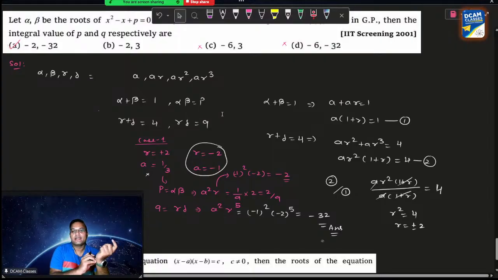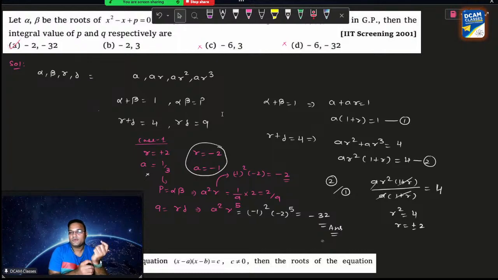Unless they are given, you cannot consider them. Because if you are directly considering a as 1, that means r as 0. The sum of the roots is 1, na. So if you have taken a as 1, that means beta is equal to ar is equal to 0. A is not 0, so actually r is 0. So all of your terms will become 0 in that case. 1, 0, 0, 0. You should have thought of it.